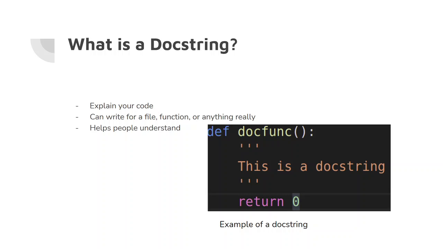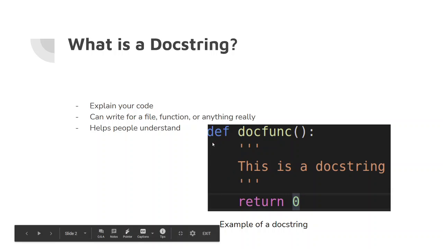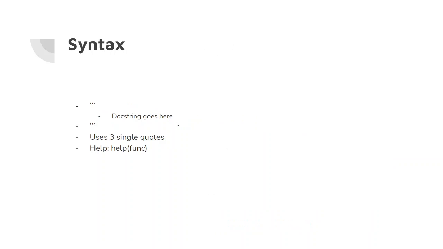Now, as you can see in this little code snippet, I have this function called docfunc, and it says this is a docstring, and then it returns 0 so it can return something. This is a great example of a docstring. As you can see, it uses 3 quotes. Now the syntax is, as we saw, 3 quotes, and then the docstring goes inside, and it uses 3 single quotes. You just need to hit 3 single quotes, and it will then work.